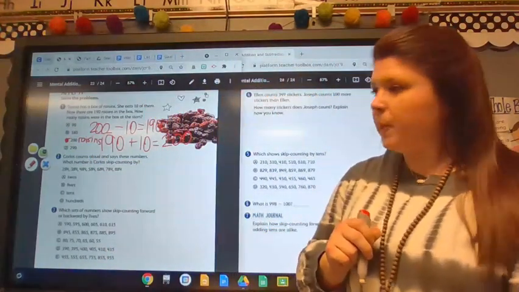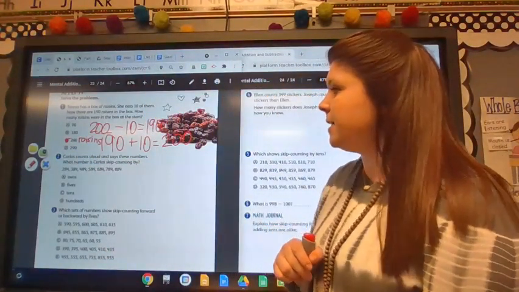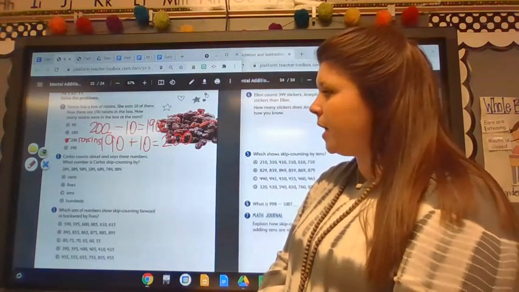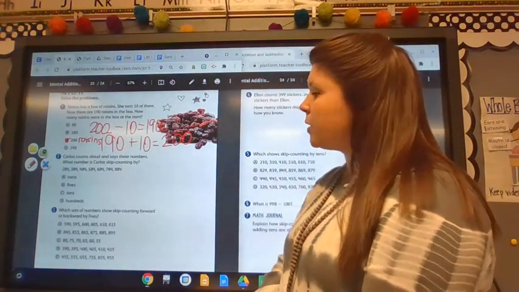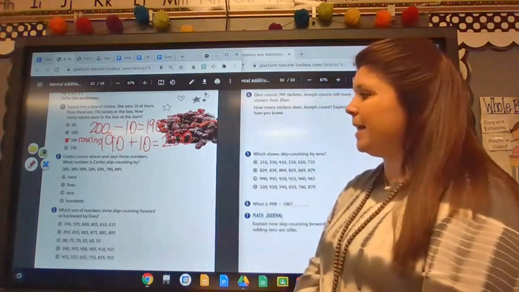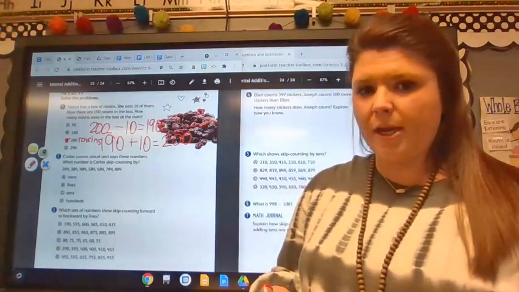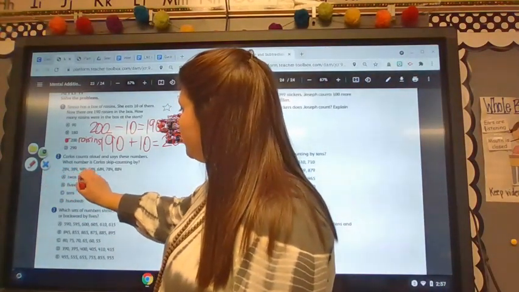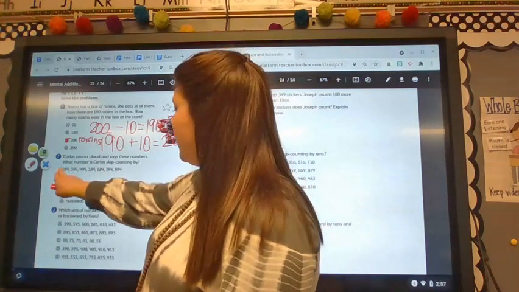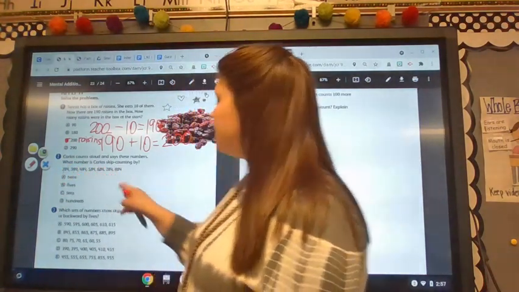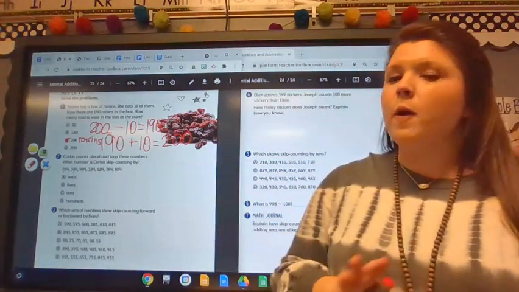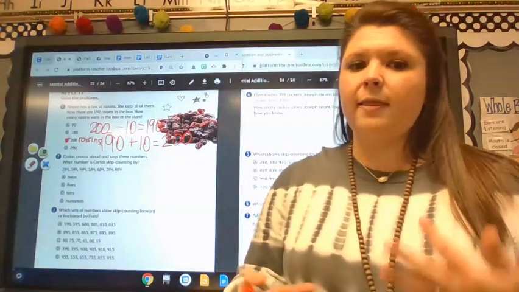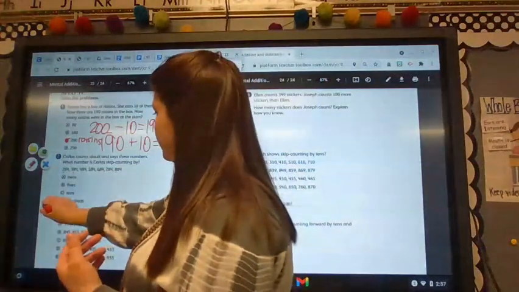All right, number two. Carlos counted aloud and says these numbers. What number is Carlos skip counting by? 284, 384, 484, 584, 684, 784, 884. Let's look at the digits that are changing each time. I see 2, 3, 4, 5, 6, 7, 8. The 8 stays the same. The 4 stays the same in the ones place. So when our hundreds digit is changing, and there's no regrouping there, that means that we're counting by hundreds.